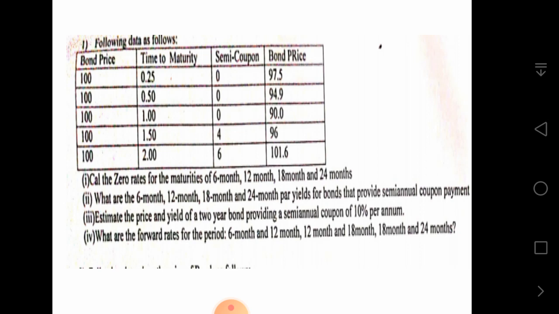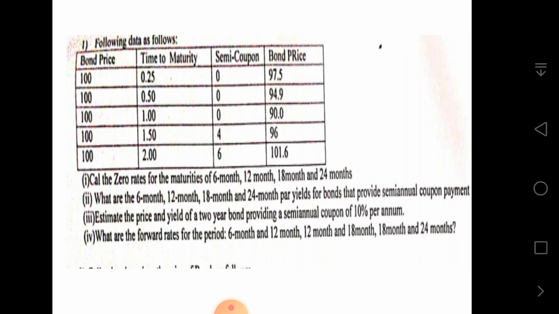Next, the sub question would be: what are the 6 month, 12 month, 18 month and 24 month par yields, right? As we understood, the par yield is nothing but the return earned by the bond when it has been issued at par value, provided for semi-annual coupon payments.